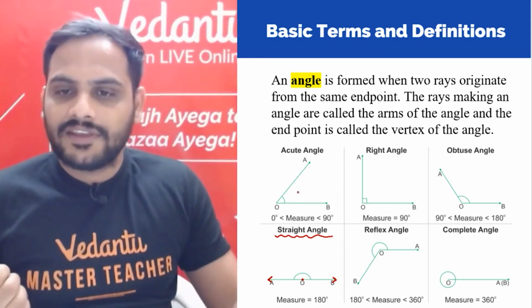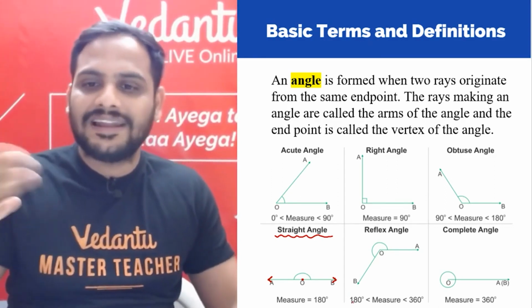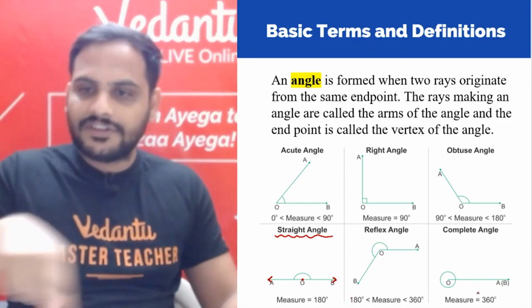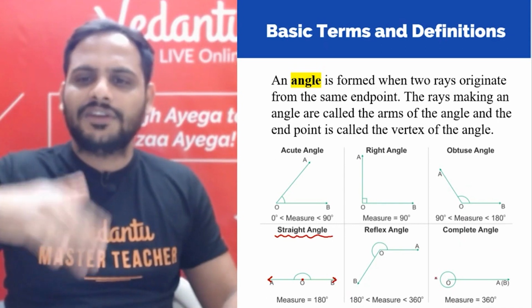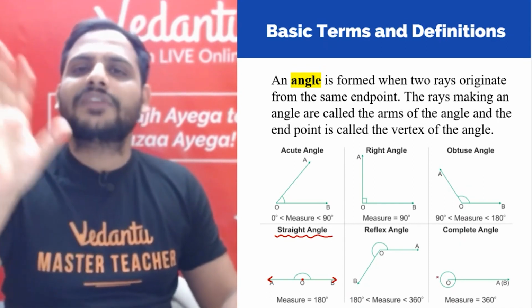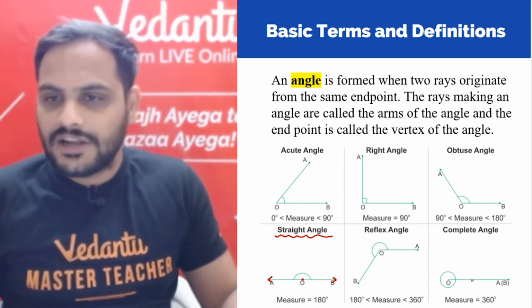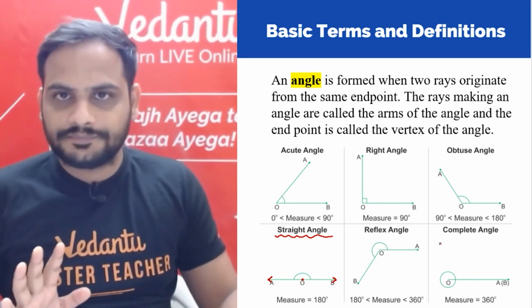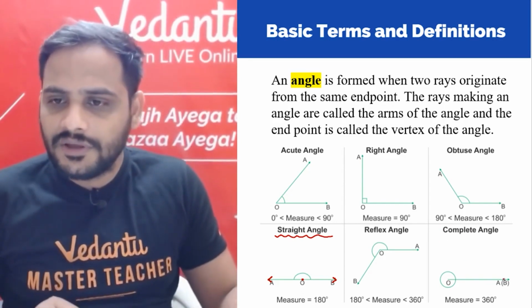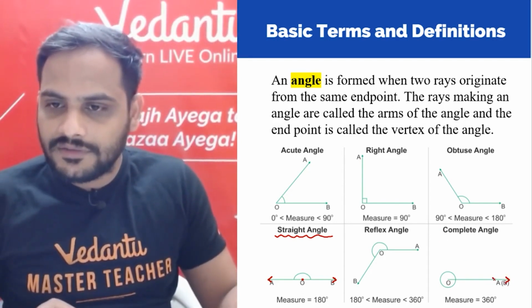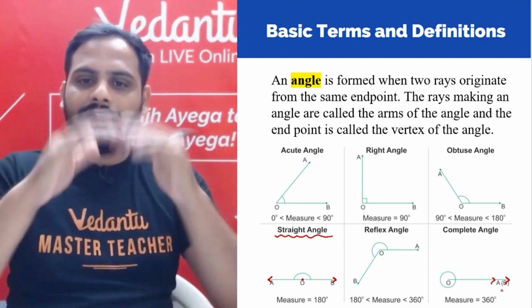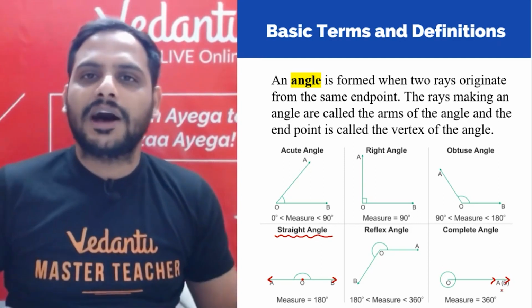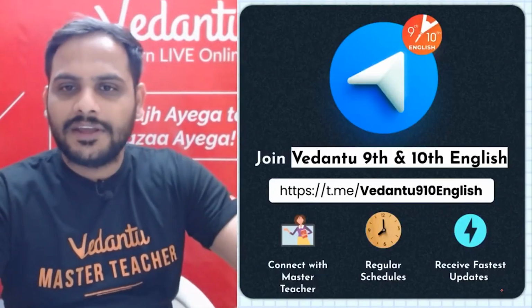Then we have reflex angle which is more than 180 degrees but less than 360. And when it is 360, it completes one full circle. So 0 degree and 360 degree look exactly the same. Okay? So that is called complete angle. And in this case, both the rays are going in the same direction, and in 180 degrees, both the rays are going in the opposite direction. Okay? Alright beta.